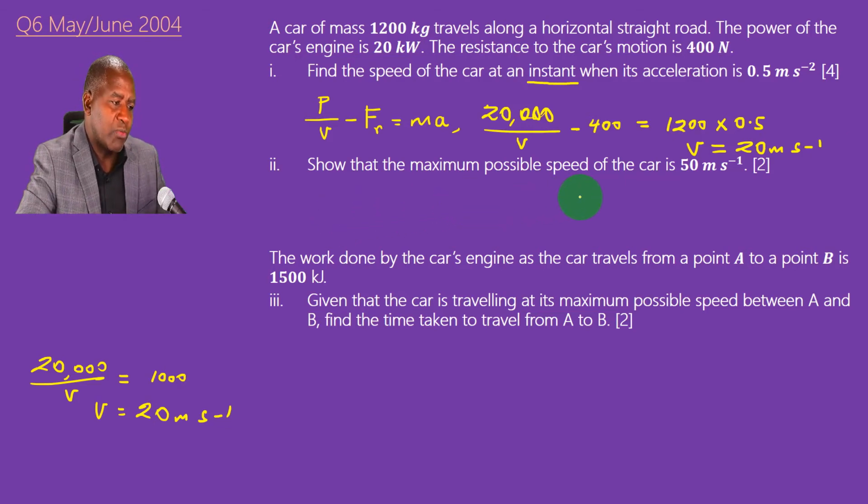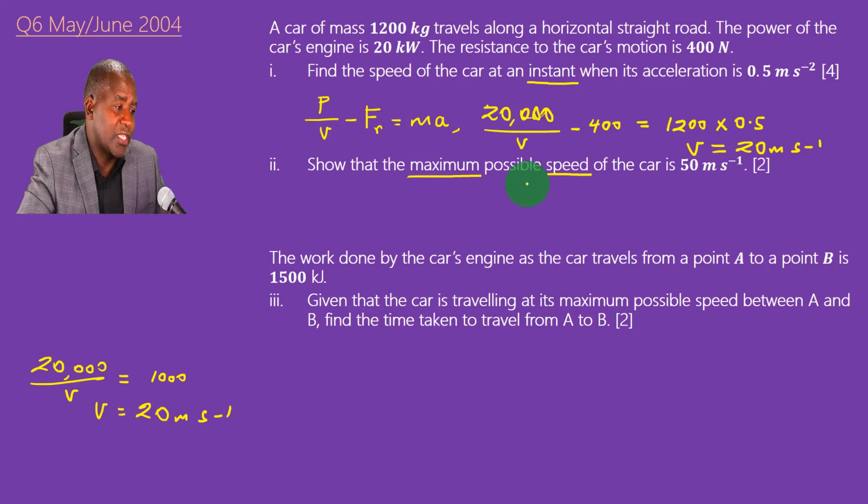Show that the maximum possible speed of the car is 50 meters per second. The idea here is maximum speed. You're going to encounter this concept of maximum speed in future in so many past papers. So why don't we understand what it means? At maximum speed, the acceleration of the car is zero.